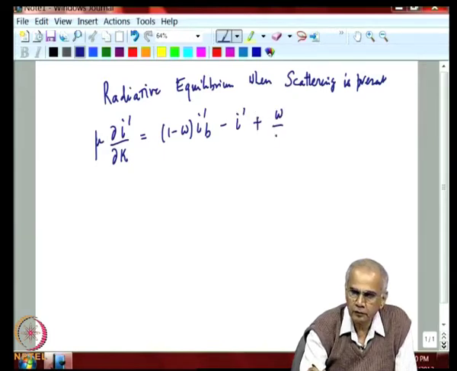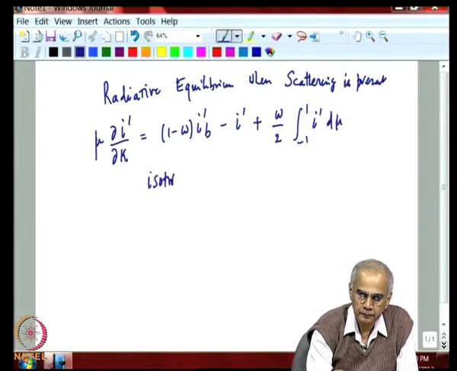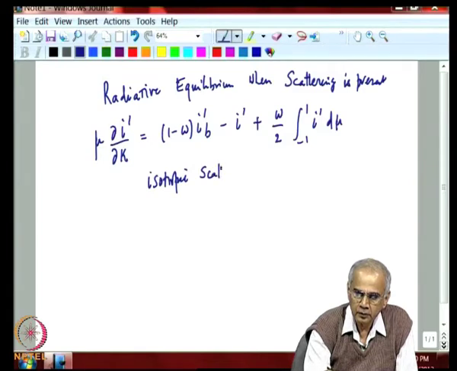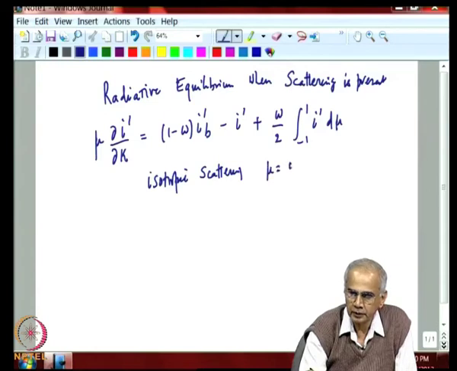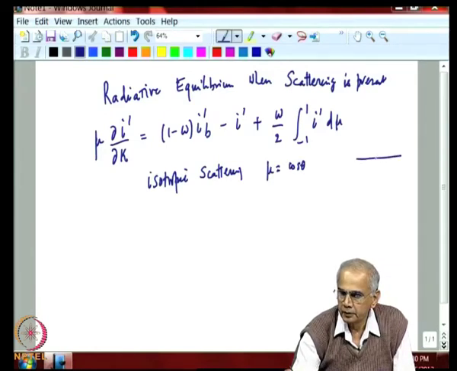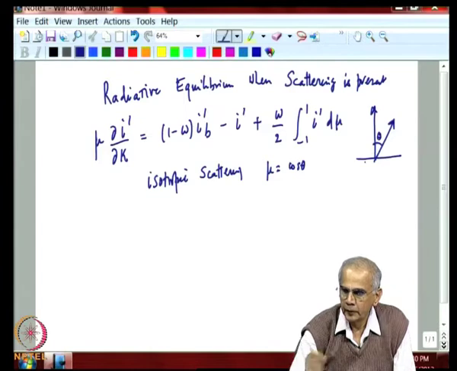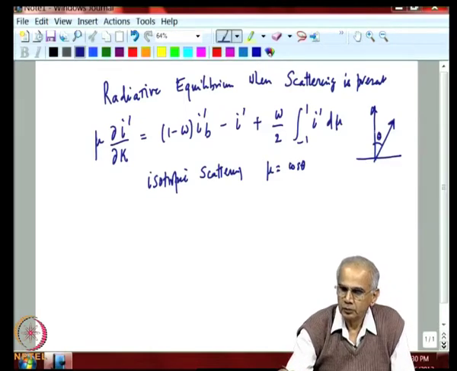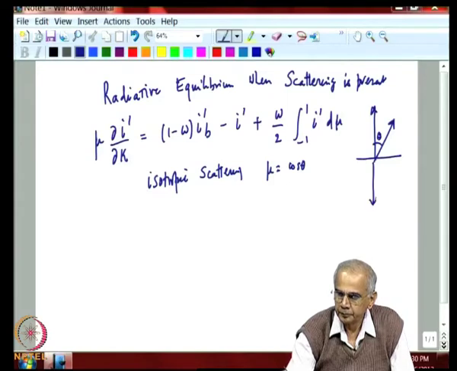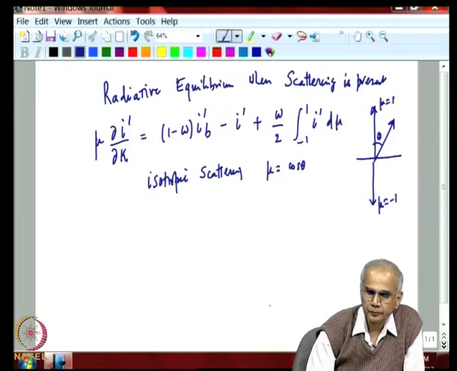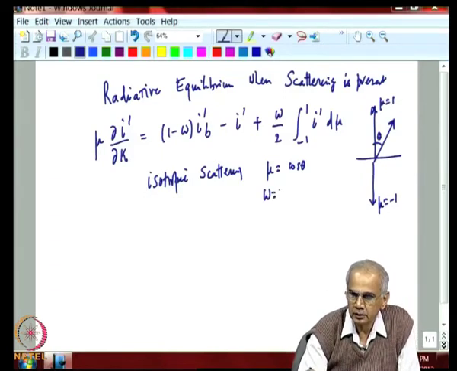And here, for simplicity, we are looking only at isotropic scattering for purpose of illustration, and here mu is nothing but cos theta, that is, this is the vertical coordinate and this is the direction of your radiation, this is theta, and so you are going from 1 to minus 1 here. So, this is mu equals minus 1 here and mu equals 1 here, and omega is the single scattering albedo.